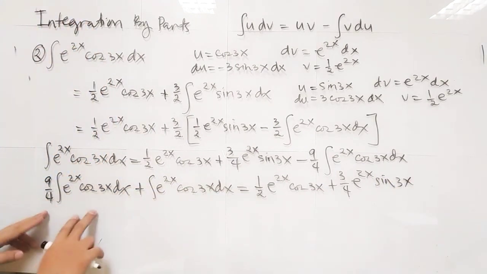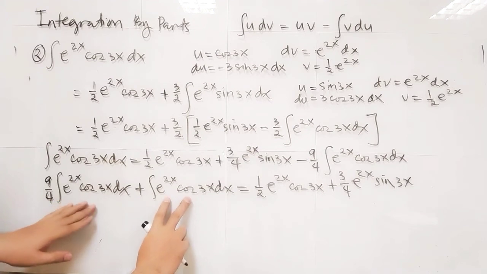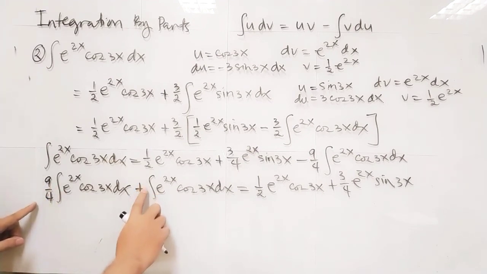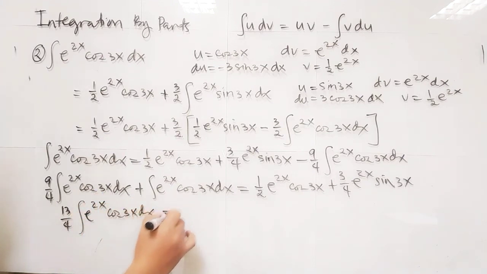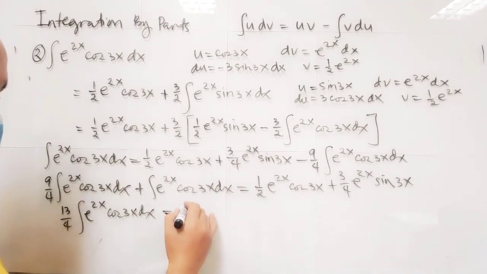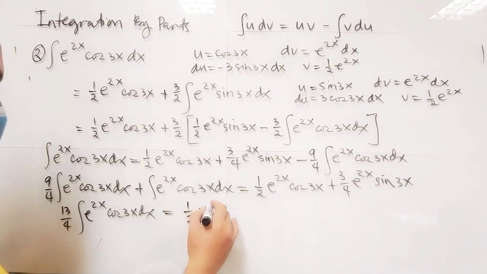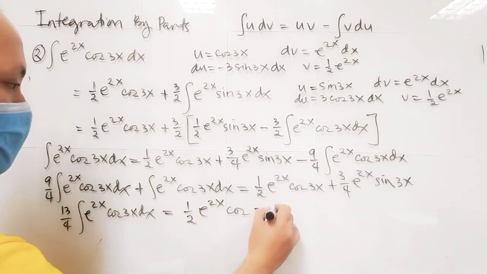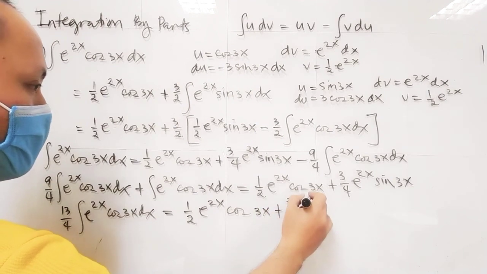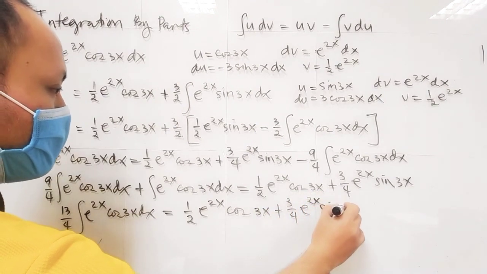Now what will happen to this one? Of course, we will combine these two integrals. You have here 9/4 plus 1, that is 4 times 1, 4 plus 9, that is 13/4. When we combine these two integrals, you have here the integral of e 2x cosine 3x dx, which is equivalent to 1/2, and then e to the 2x cosine 3x plus 3/4 e 2x sine 3x.